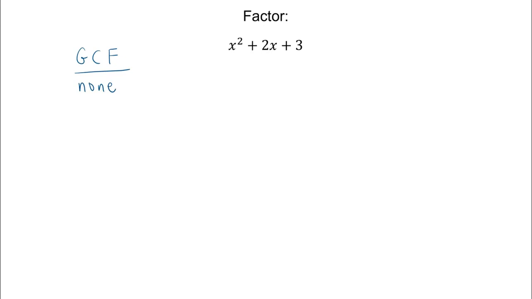Step number 2, figure out what kind of polynomial we're working with. Well, this is a 3-term polynomial with a leading coefficient of 1. So this is a trinomial with a leading coefficient of 1. And we know that trinomials always factor into a binomial times a binomial. And we know to get the x squared here, each of our first terms must be an x. Now we need two numbers that multiply to give us 3 and add to give us 2.